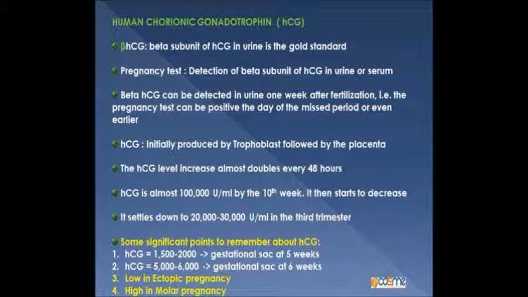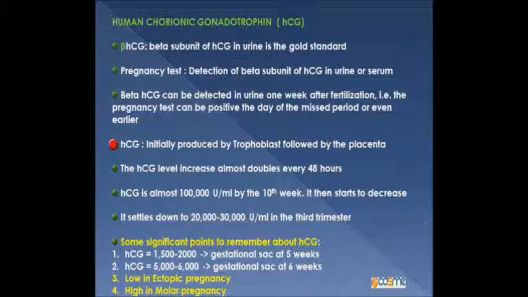Let's examine human chorionic gonadotropin, HCG. Beta-HCG is the beta subunit of HCG in urine, which is the gold standard. Pregnancy test is the detection of the beta subunit of HCG in urine or serum. Beta-HCG can be detected in urine 1 week after fertilization. For example, the pregnancy test can be positive the day of the missed period or even earlier.